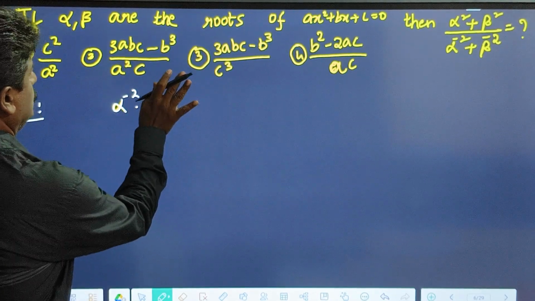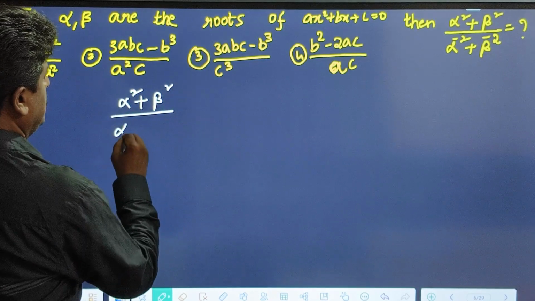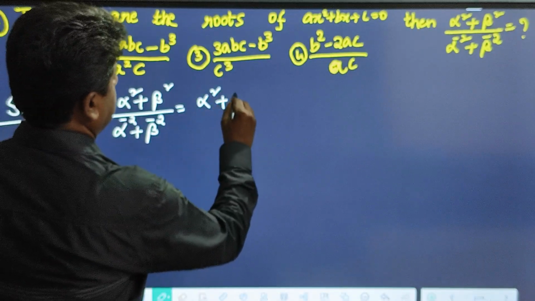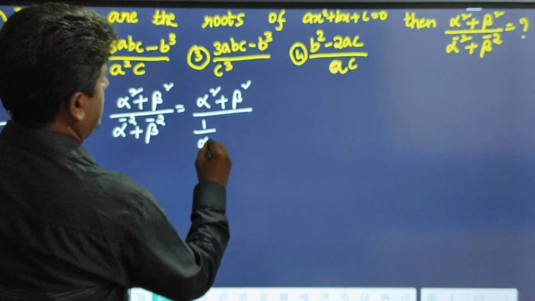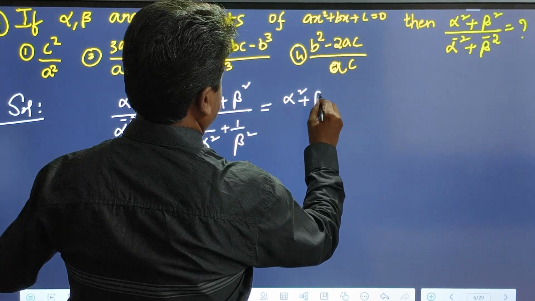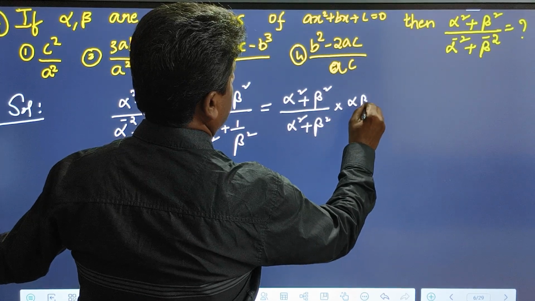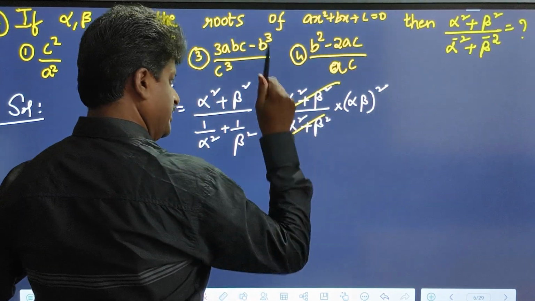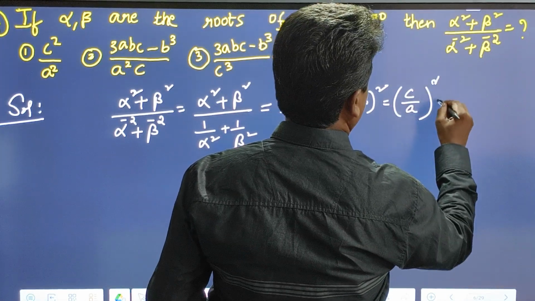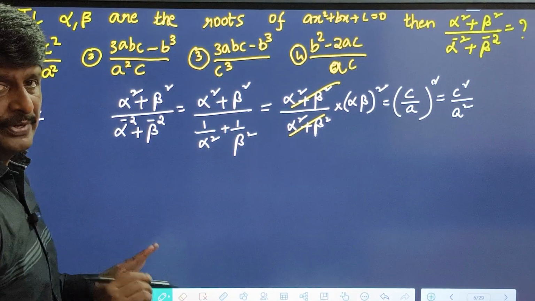Alpha square plus beta square by alpha power minus 2 plus beta power minus 2 is equal to alpha square plus beta square by 1 by alpha square plus 1 by beta square. This is alpha square plus beta square by (alpha square plus beta square) by (alpha beta) whole square. Cancellation. We get alpha beta is c by a. C by a whole square will be c square by a square. Okay. This is method 1.